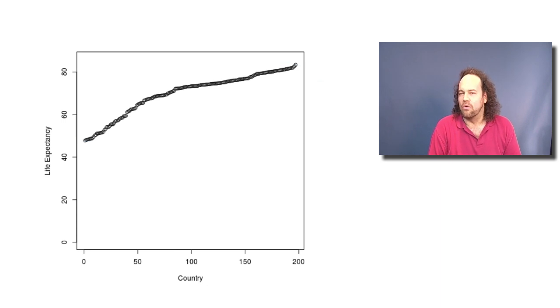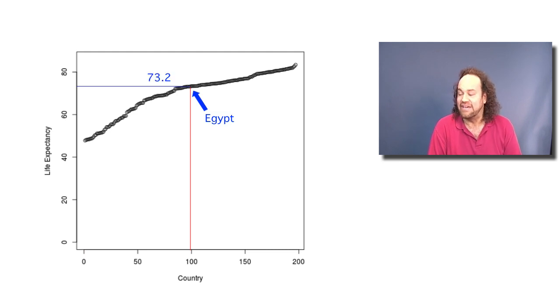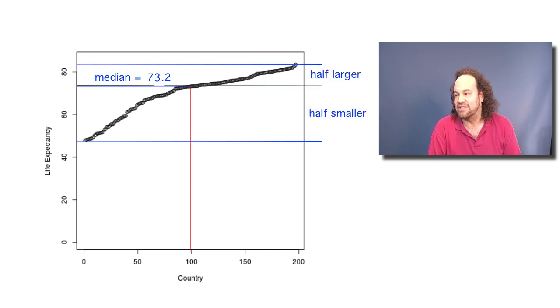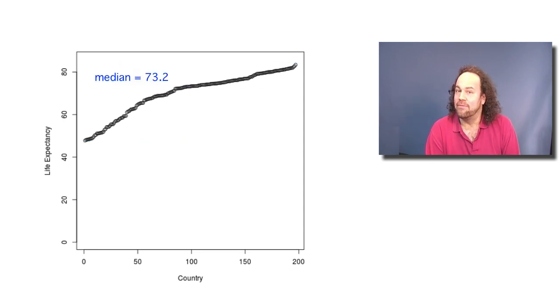We can also learn a little more. For example, we can look for the country which is halfway along, halfway between the first country and the 197th country. That's the 99th country, which in this case is the country Egypt. And Egypt has a life expectancy of 73.2 years. So we say that the median life expectancy is equal to 73.2 years. It means that half the countries have a life expectancy which is smaller, and half the countries have a life expectancy which is larger. So now we know about the minimum and the maximum and the median.